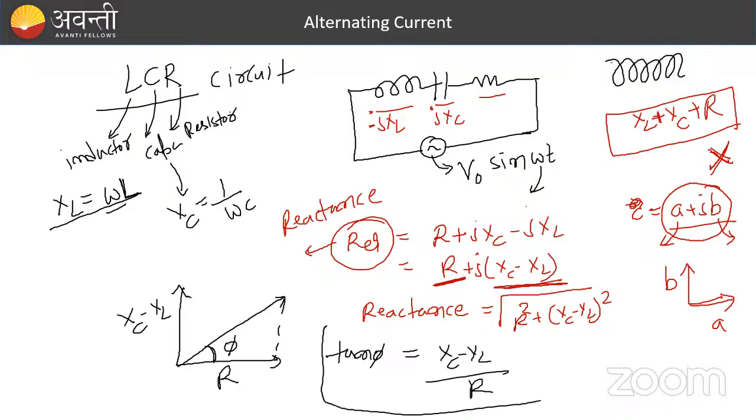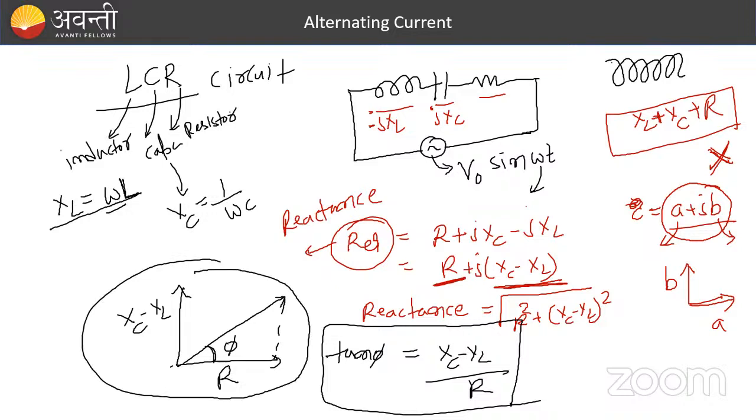So this is all. How phi I am treating as the phase difference between current and voltage, that we will discuss later. अभी के लिए इतना समझ लो, ये डायग्राम बनाना आना चाहिए. So whatever net you are getting, that will make a certain angle with the R, and that angle is your phase difference between current and voltage.